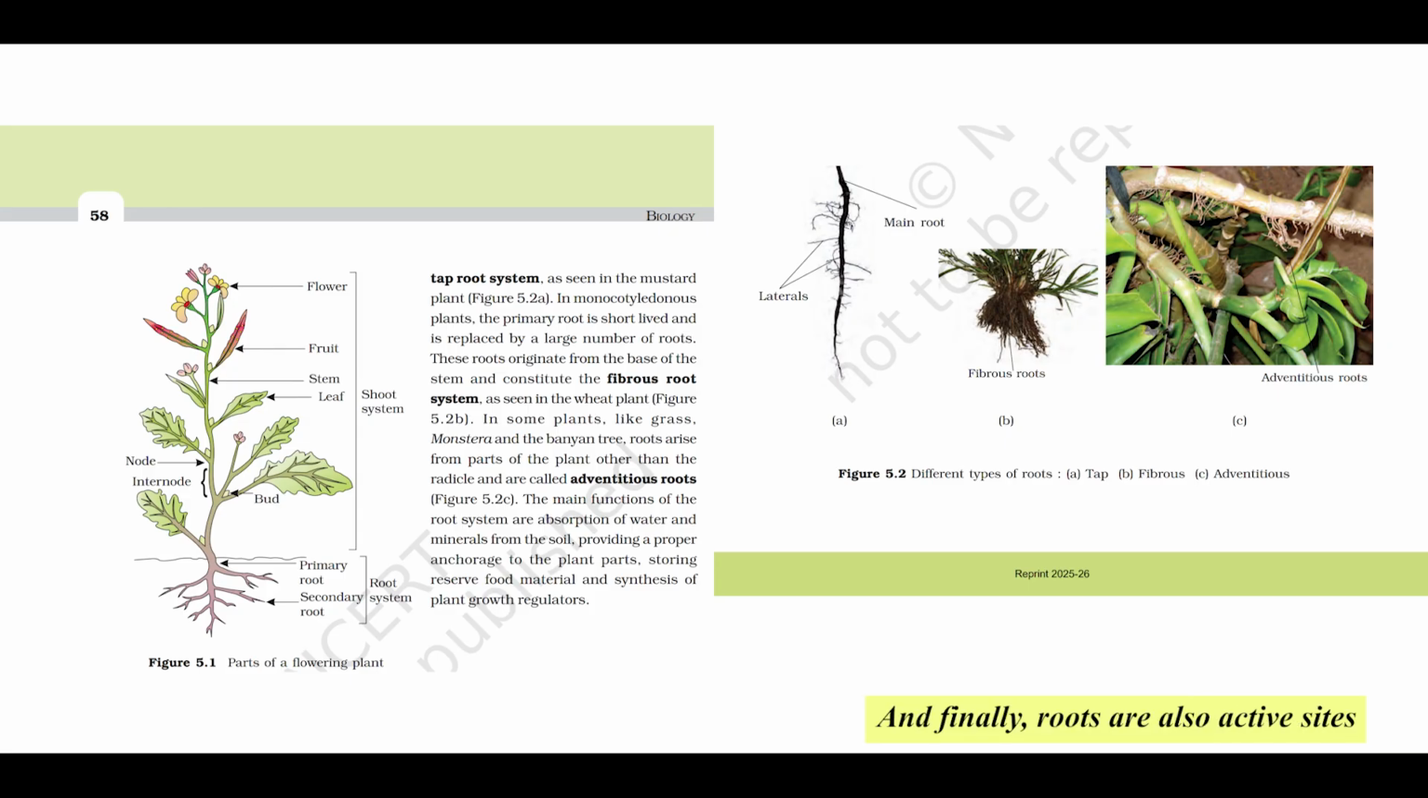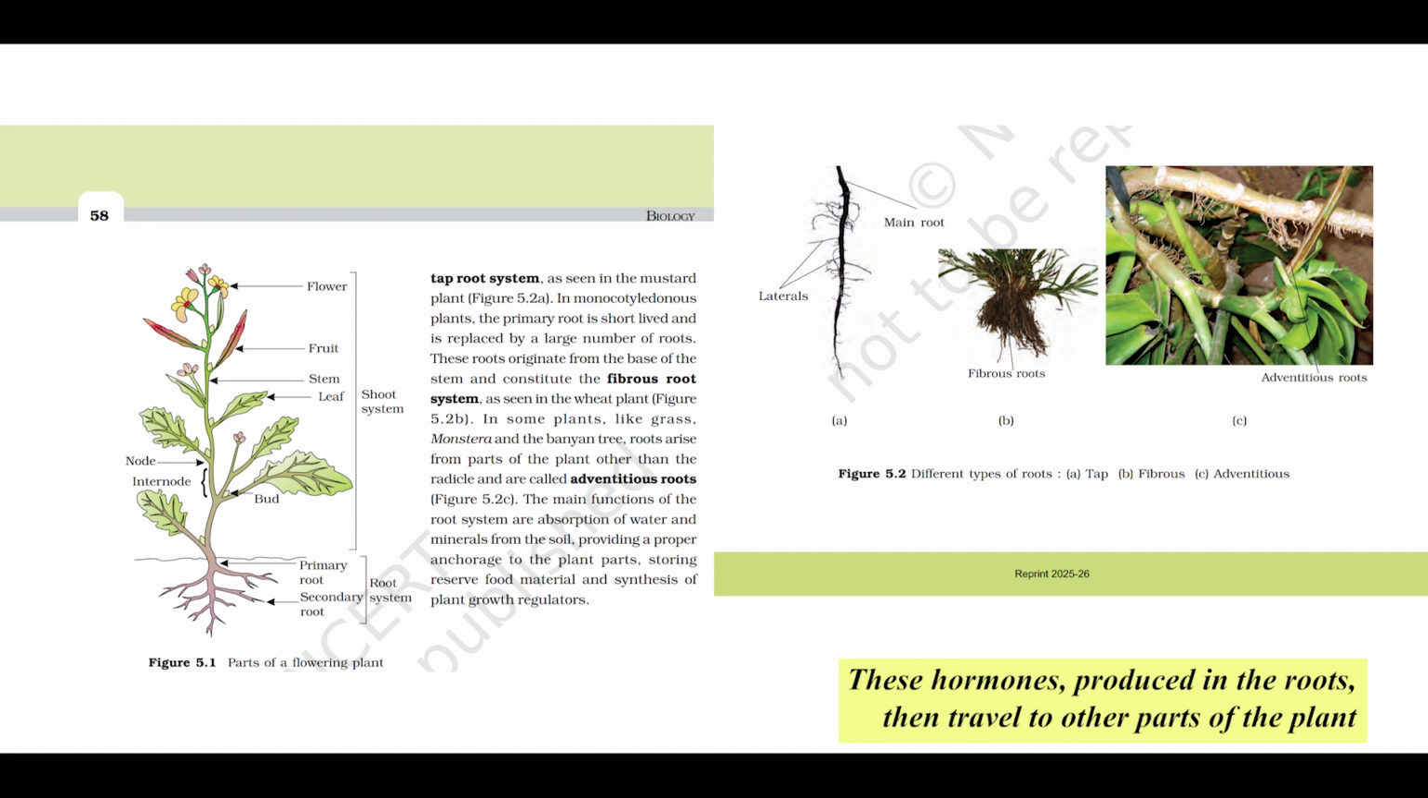Precisely. And finally, roots are also active sites for the synthesis of certain plant growth regulators, or hormones. These hormones, produced in the roots, then travel to other parts of the plant and play crucial roles in regulating overall plant development, growth patterns, and responses to the environment. So they're not passive, they're dynamic, multifunctional organs. Synthesis of growth regulators, too.